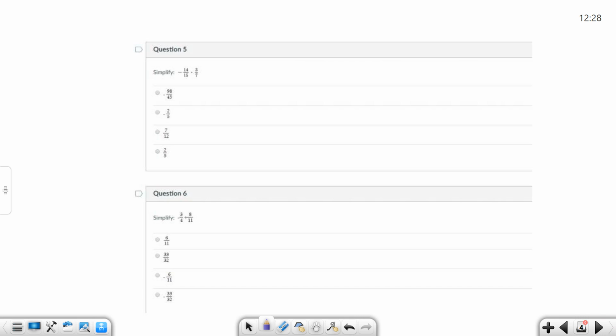Right, so let's look at question 5 for just a second. This again is from the final exam review sheet. You have negative 14/15 times 3/7. Okay, let's just look at signs for a minute. A negative times a positive is going to equal a negative result. So even if I don't know how to work it, I have a 50-50 shot at choosing the correct answer from the multiple choice lineup. Please, please, please watch your signs.